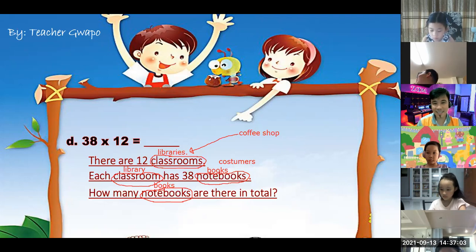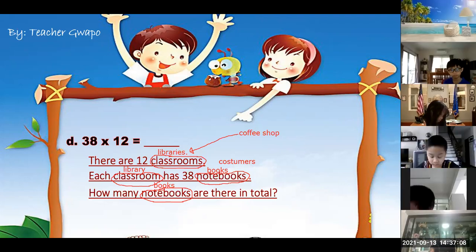How about Natakon? Hello, Natakon? Who wants to share their word problems? Anyone from the class who wants to share? Ion, hello, Ion. Okay, can you share your word problem?